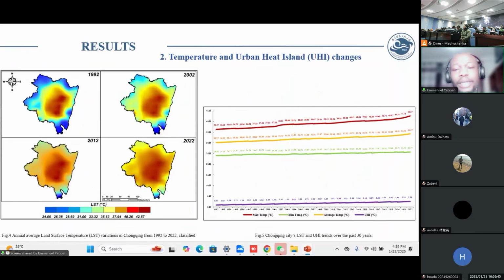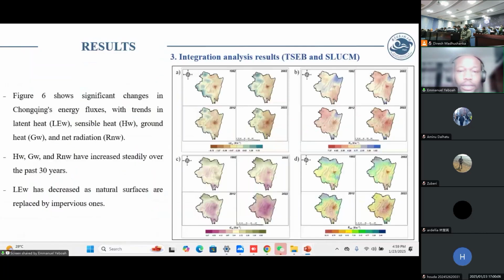That is because of expansion in urbanization. Cities are expanding worldwide, which I believe you agree with me. And we can see that maximum temperature, minimum temperature, and average temperature have increased, which has resulted in higher UHIs, as we can see from the color bands on our right-hand side. So integrating the two-source energy balance with the single layer urban canopy model is the result that came out.